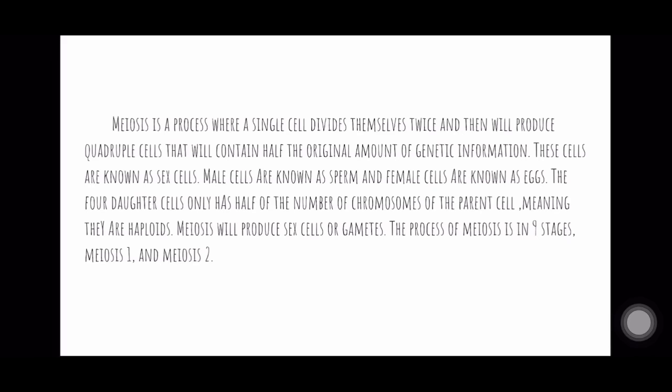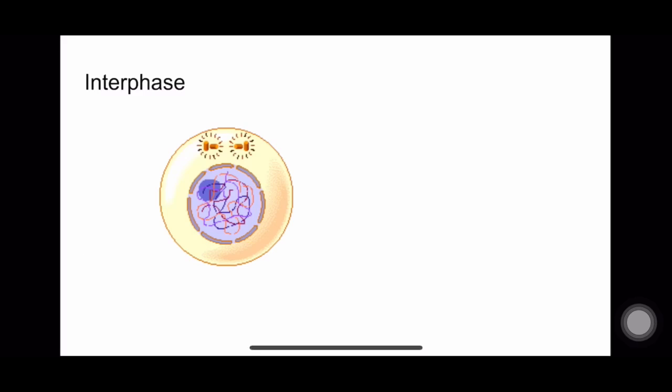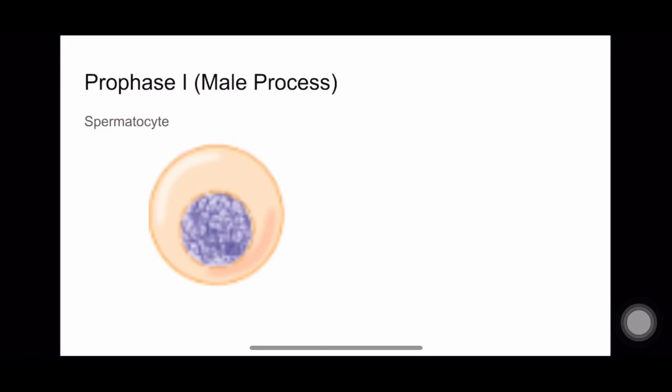Meiosis will produce sex cells or gametes. The process of meiosis is in 9 stages, split into 2 parts, meiosis 1 and meiosis 2. The first stage is interphase. This is the stage before meiosis or mitosis. It's known as the resting stage.